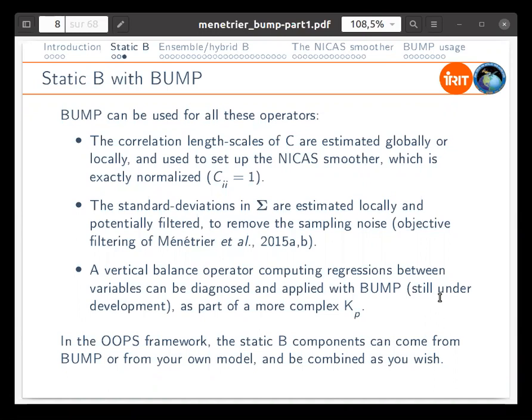In this OOPS framework, the different static B components can be used either from BUMP or from your own model, and you can combine them as you wish. For instance, you could use your own correlation matrix and use the standard deviations computed by BUMP, and maybe a vertical balance computed by BUMP too. So really with these configuration files, the YAML files, you can configure everything and choose what you want.